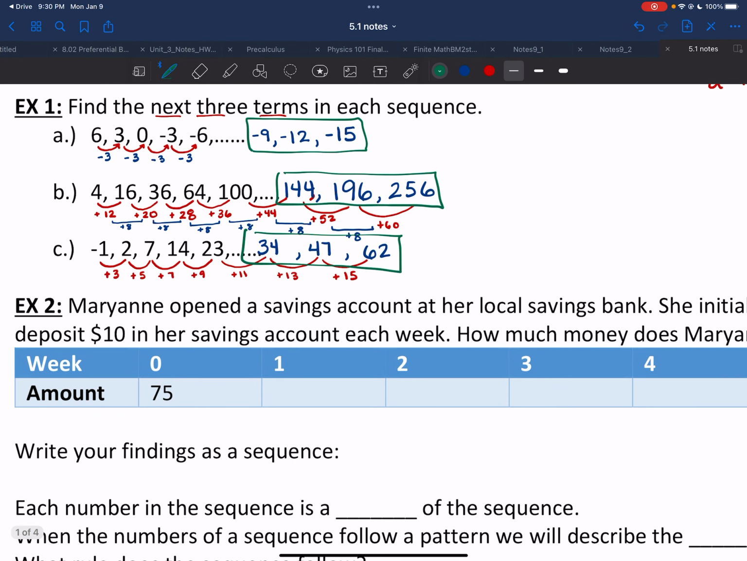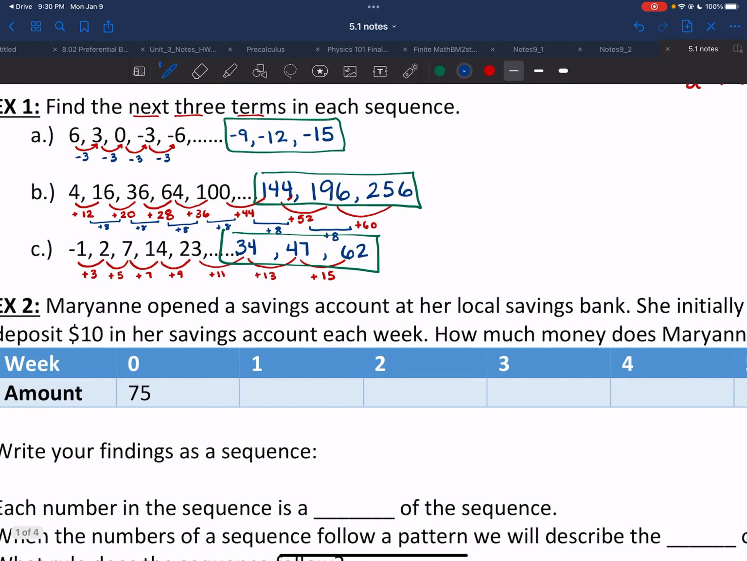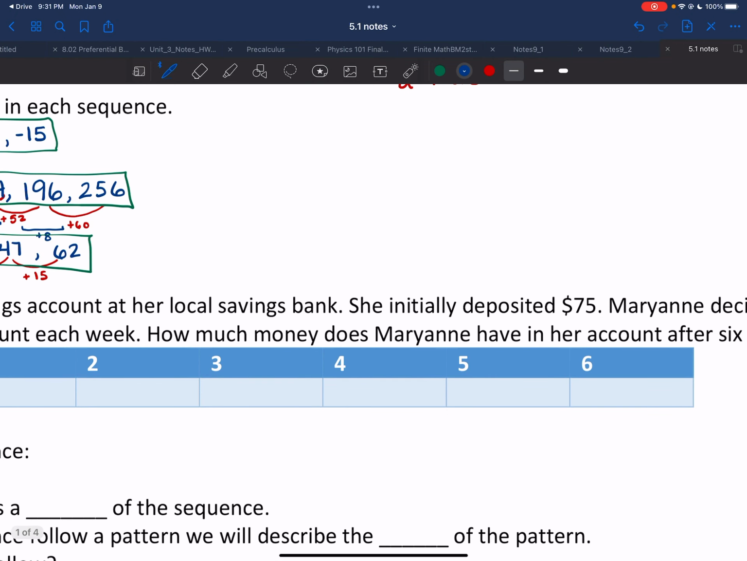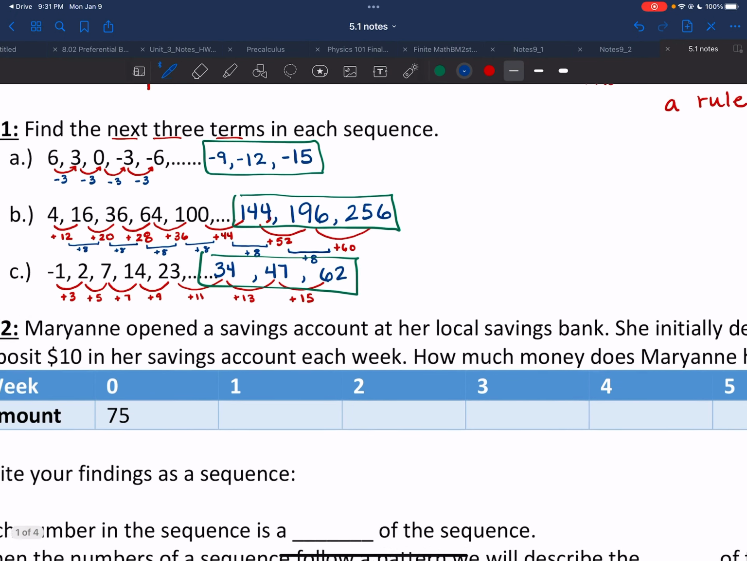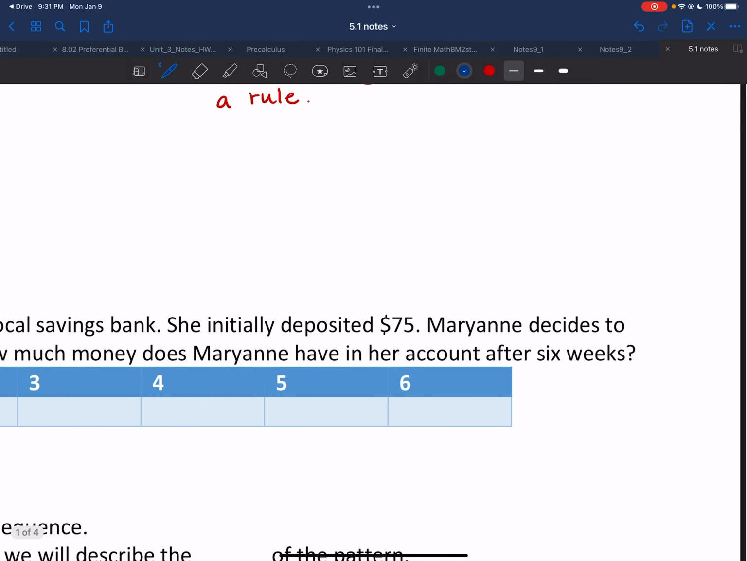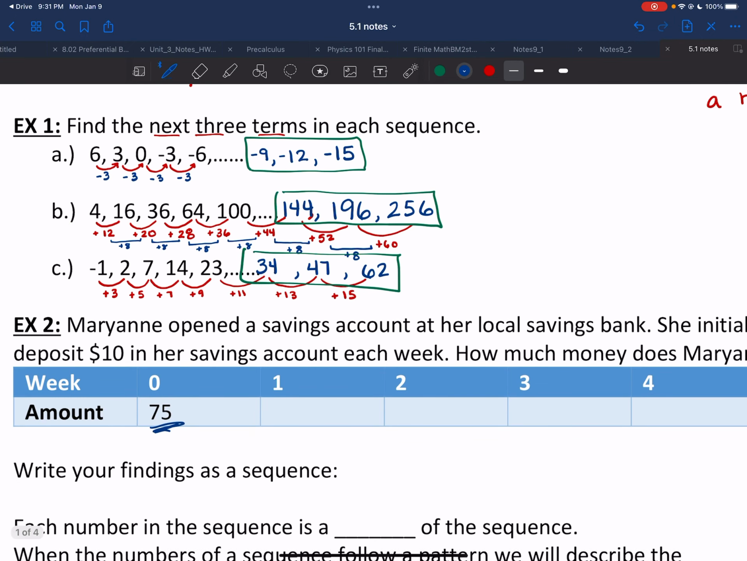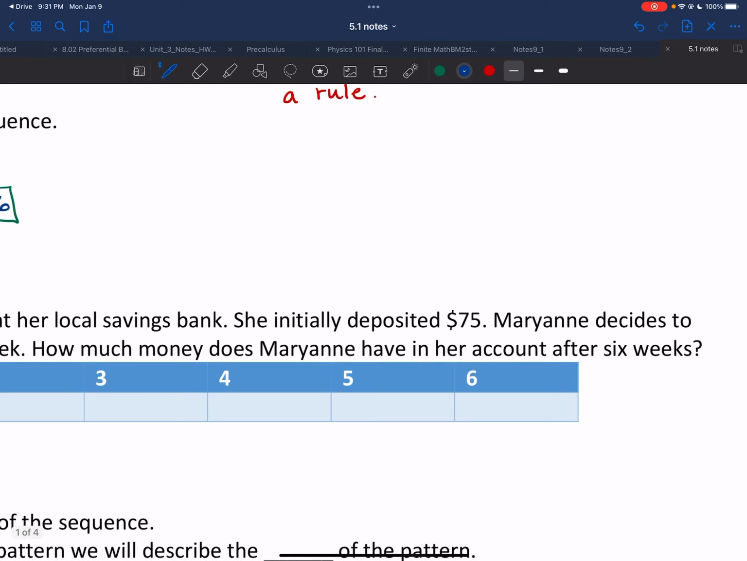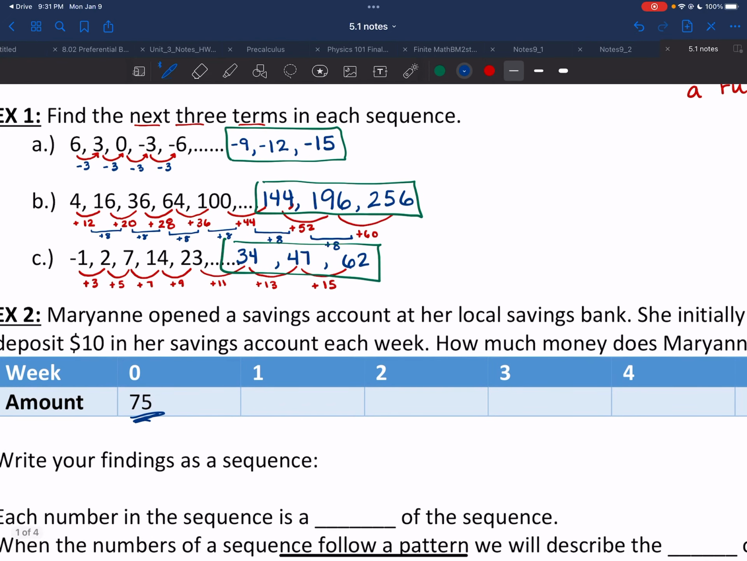Example 2, Mary Ann opened a savings account at her local savings bank. She initially deposited $75. That's what this is right here. Mary Ann decides to deposit $10 in her savings account each week. How much money does Mary Ann have in her account after 6 weeks? Okay, so what we're doing is we're taking that 75 and we're going to add 10. So 75 plus 10 gives me 85. So it told us the pattern and we're to actually create the numbers for it.